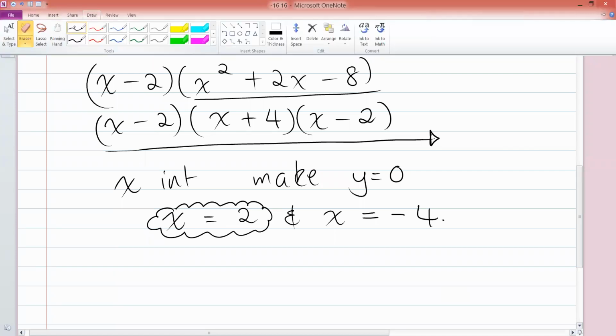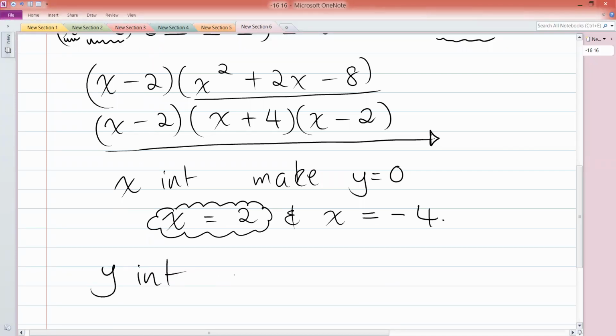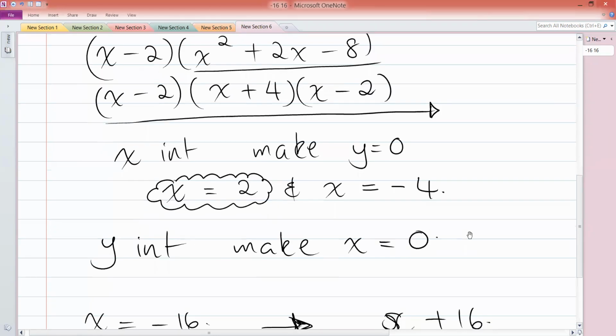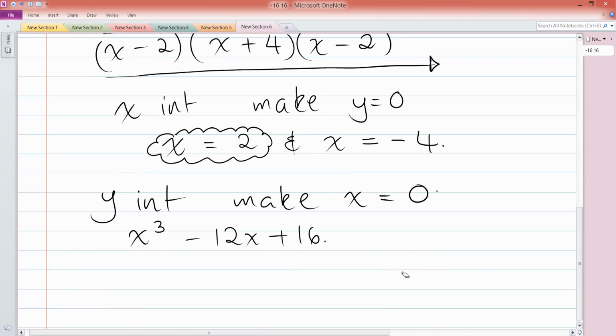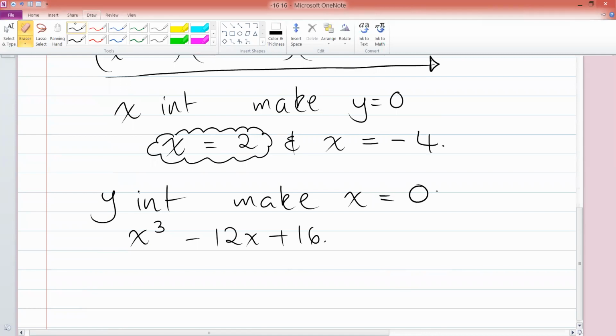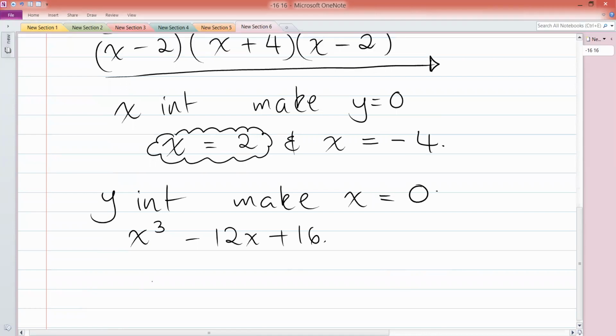Now to find the y intercept, we're going to make x equals 0. So the original thing you had, what do you guys think the y-intercept is going to be? If you had x to the power of 3 minus 12x plus 16. The intercept. 16. Perfect. All right. So now you've got x and y intercepts. Y is equal to 16.